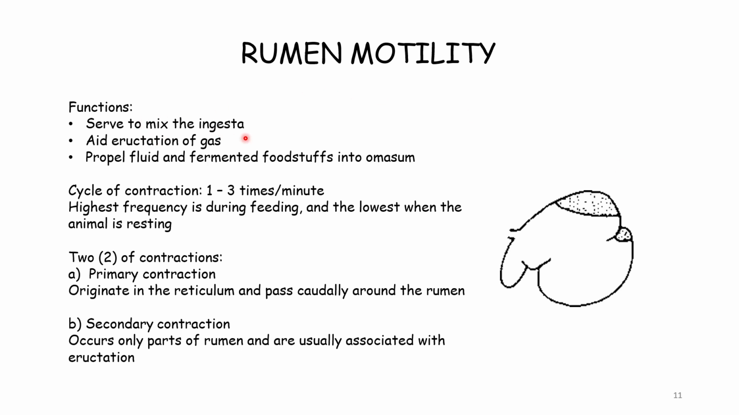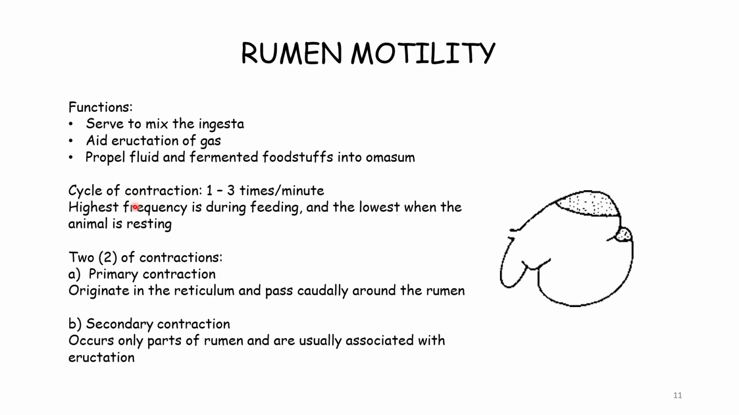So the rumen usually has contraction inside. Why does that contraction happen? Because it mixes the digested materials, helps eructation of gas, and propels fluid and fermented foodstuff into the omasum. So the digested or fermented foodstuff goes from the rumen and reticulum to the omasum.